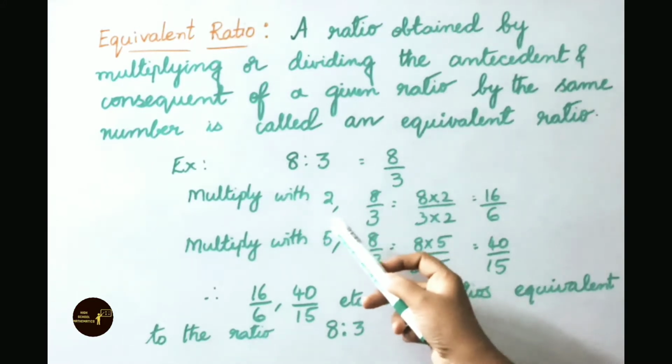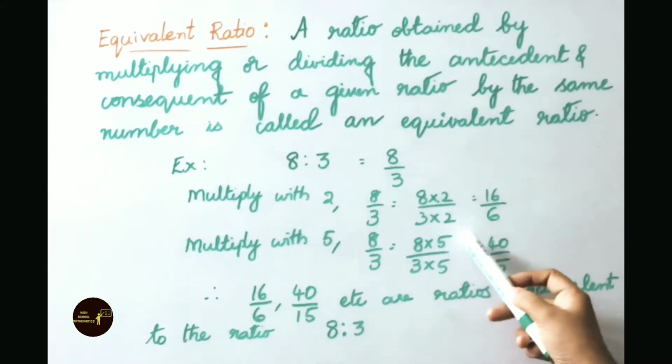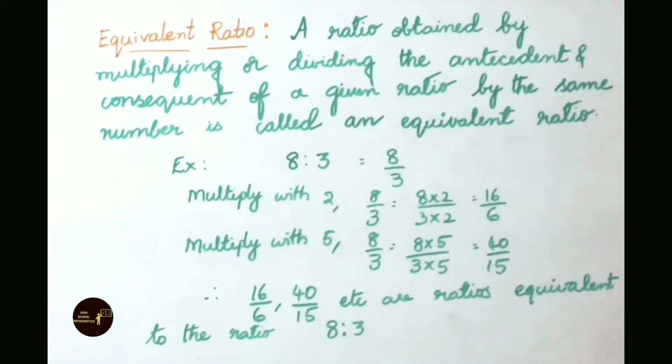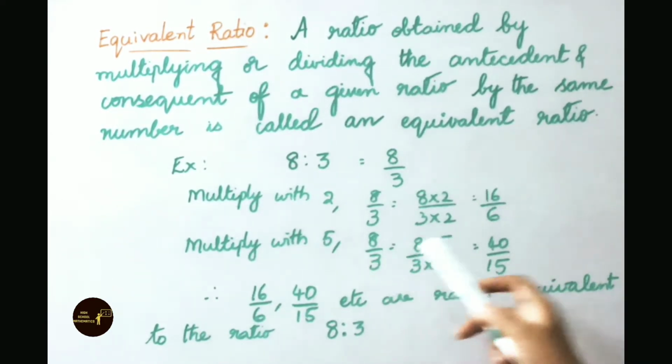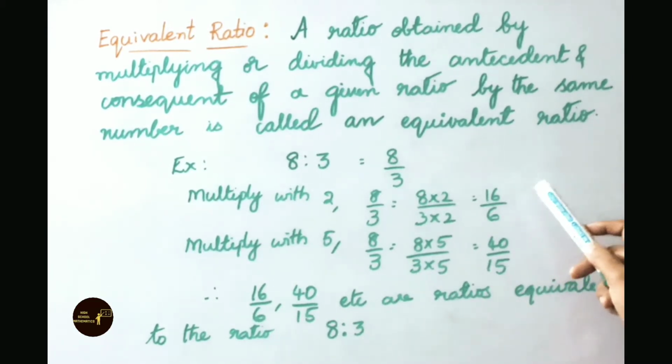Now multiply with 2. 8 by 3 multiplying with 2, that is 8 into 2 by 3 into 2. That equals 8 2s are 16, 3 2s are 6. Now again we are going to multiply with 5. 8 into 5 is 40, 3 into 5 is 15. So 8 by 3 after multiplying with 5 we got 40 by 15. Therefore 16 by 6, 40 by 15 etc. are the ratios equivalent to the ratio 8 is to 3.